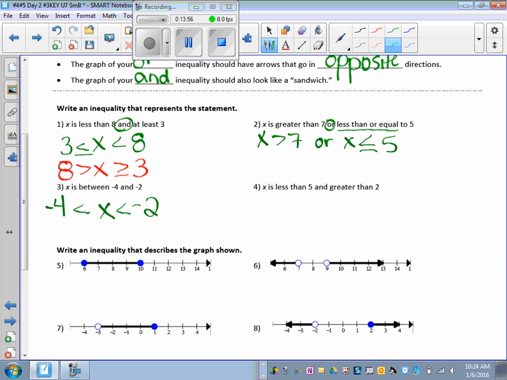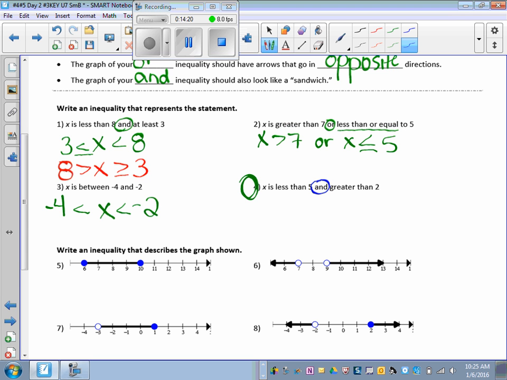I want you to go ahead and try number 4. See what you get with this guy, and then we'll come back together and make sure you got it. Alright, x is less than 5 and greater than 2. What's our key word here? What's the key word that lets me know what kind? And, good.